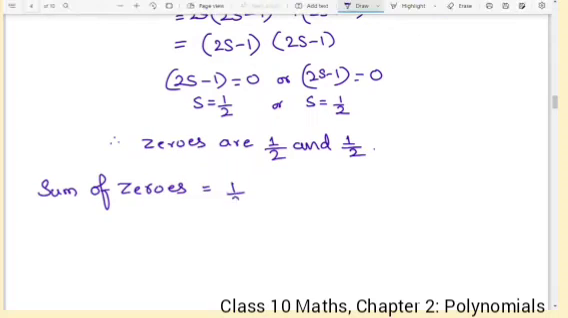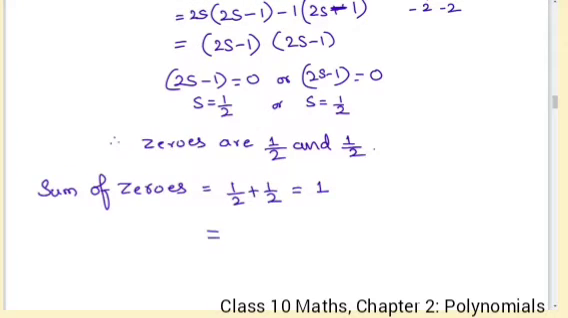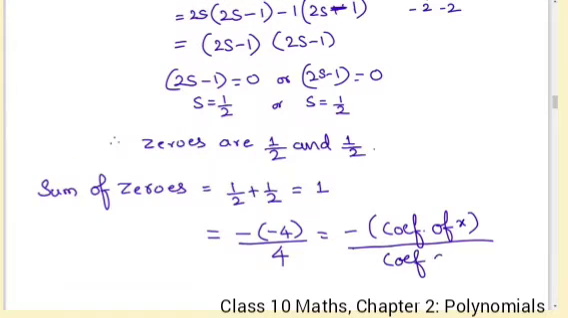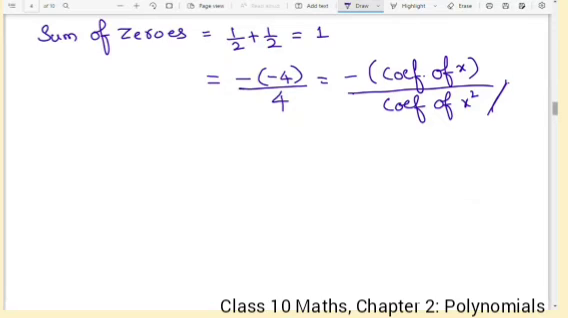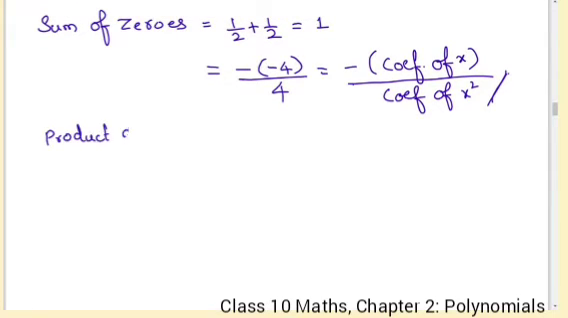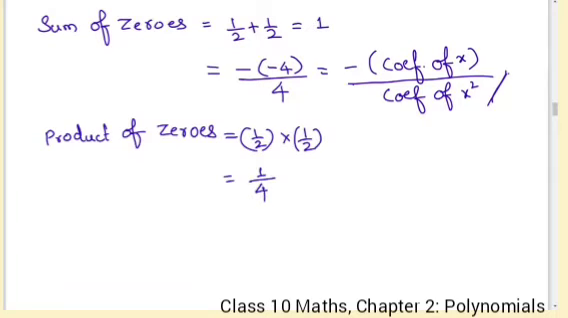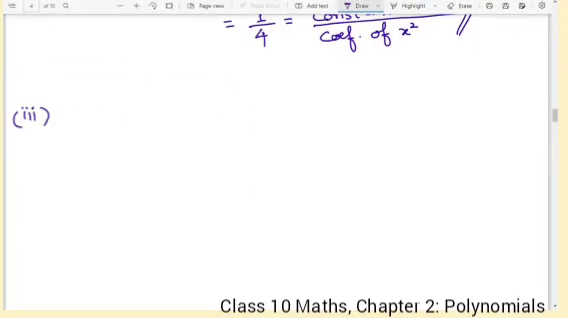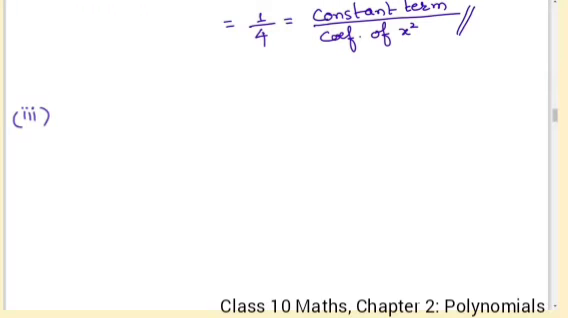Sum of zeros is 1 by 2 plus 1 by 2, that is 1, or you can write it as minus of minus 4 by 4, that is in the form of minus coefficient of x by coefficient of x square. So it is also verified. Now product of zeros, you have to multiply 1 by 2 into 1 by 2, you get 1 by 4. 1 is the constant term here, 4 is the coefficient of x square. This relation is also verified now. Hence the relationship between this polynomial and the coefficients is verified.